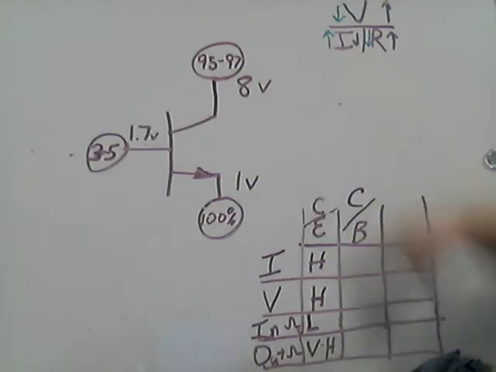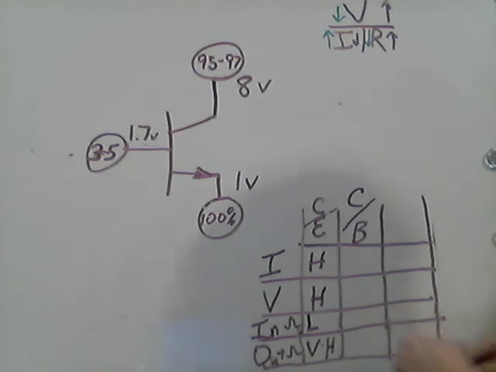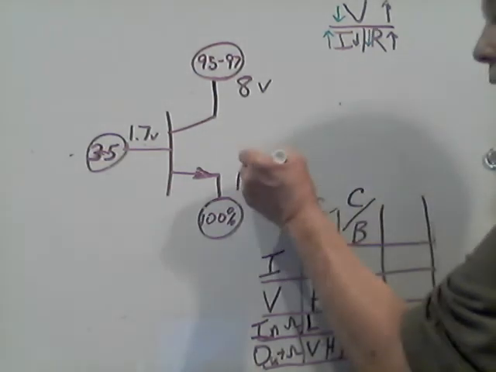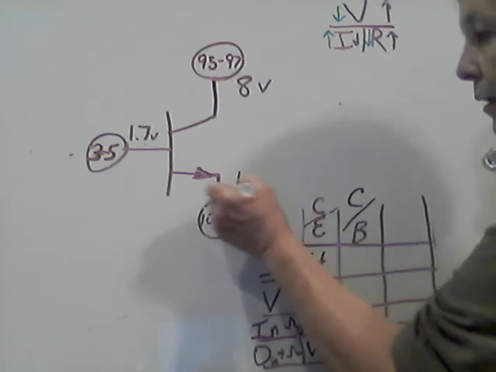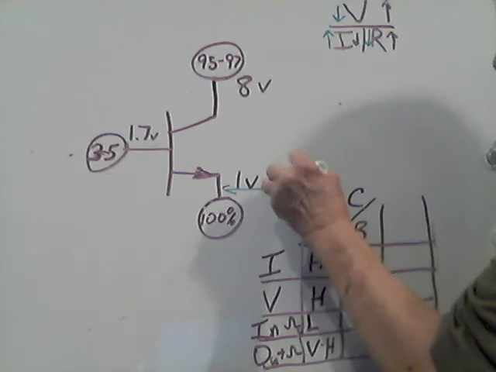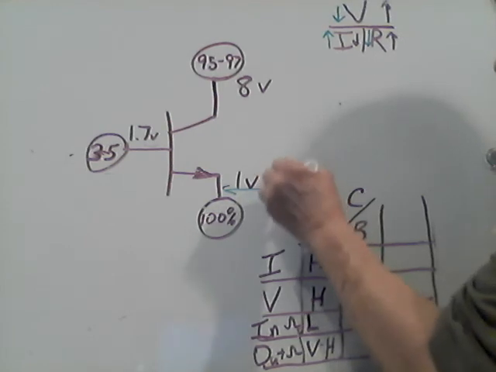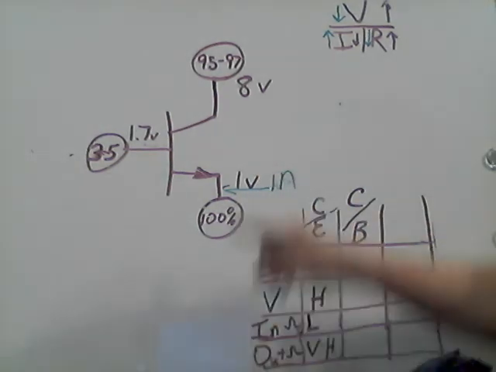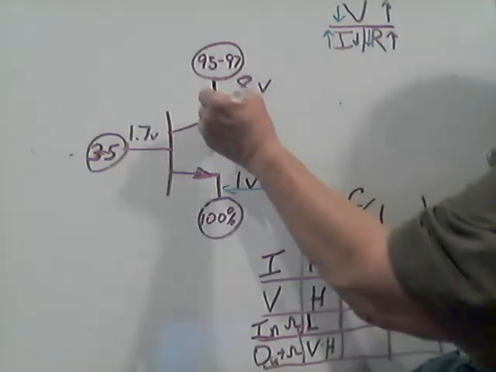So my IN is going to be coming in on the emitter. So here is my IN right here. Now, if my IN is there, then my OUT's going to be here.